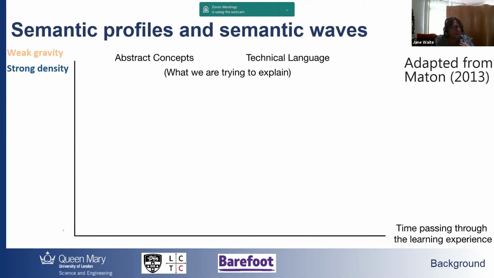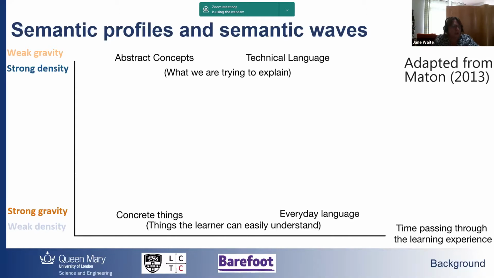And at the bottom of the graph, if your line is at the bottom, then you have strong gravity and weak density. What that would mean is it's in a specific context and using everyday language. So the top of the graph is the place where you might have a very theoretical discussion at universities. And at the bottom of the graph, if you see the line, then it's an everyday experience that is familiar, using everyday language, and specific.